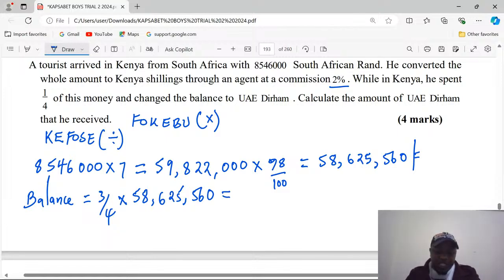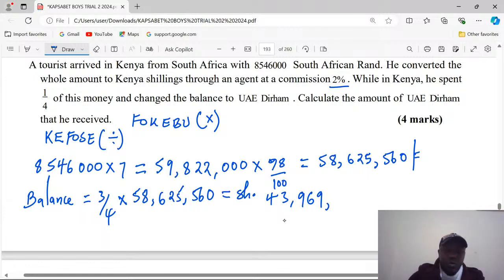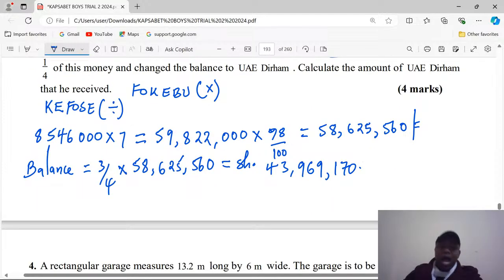So let me compute this. 3/4. So I'm getting 43 million 969,170 Kenya shillings. So this is the amount that the gentleman remained with after spending a quarter.